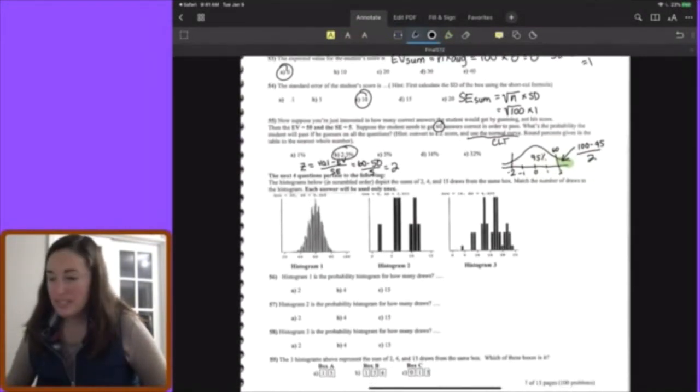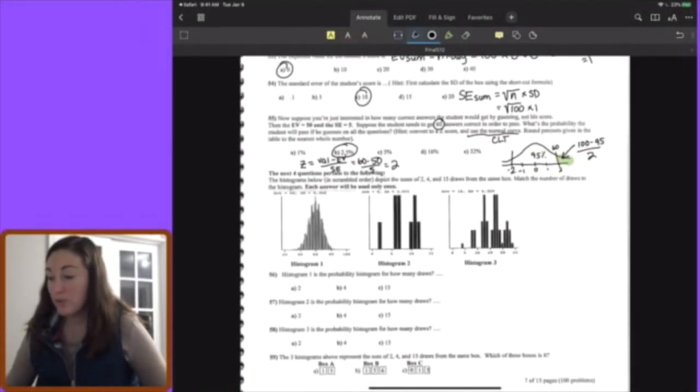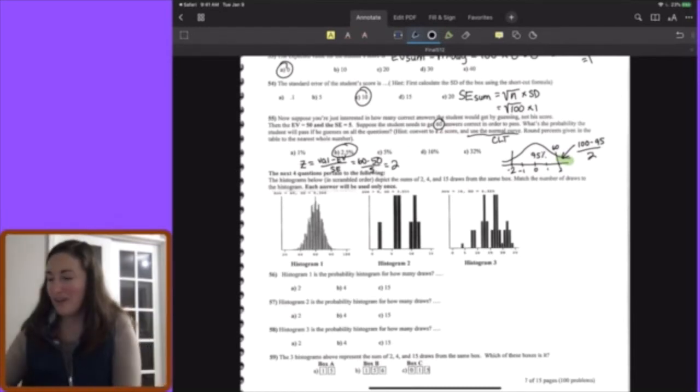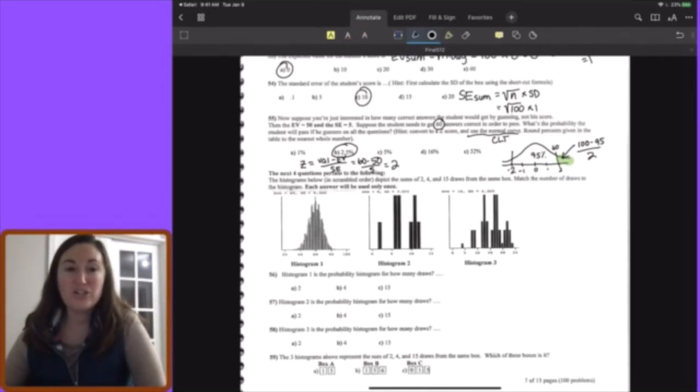This next part says the histograms below in scrambled order depict the sum of 2, 4, and 15 draws from the same box. Match the number of draws to the histogram, and each histogram will only be used once. So histogram 1 is the probability histogram for how many draws. Okay, so I have 2, 4, and 15. I can look at this and say, all right, the number of draws is going to correspond to the number of bars. So the more bars, the more draws. So I'm going to go ahead and say that this one, histogram 1, has the most draws. So this one should be 15.